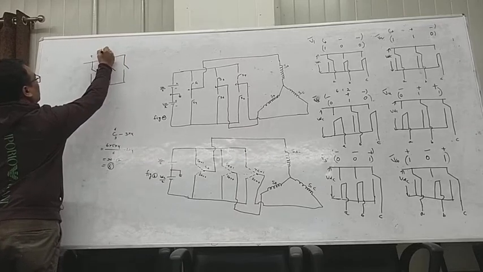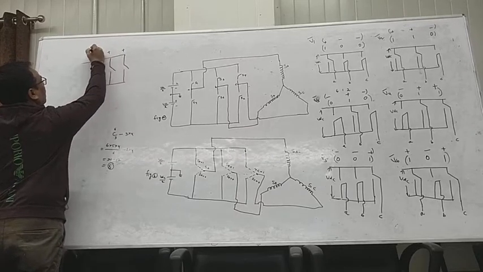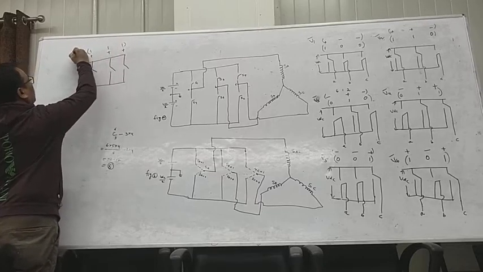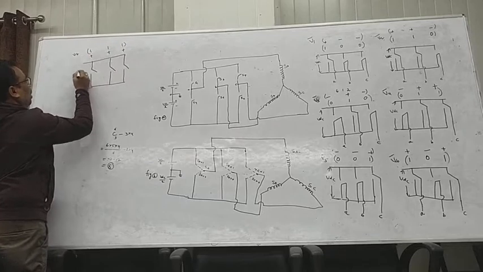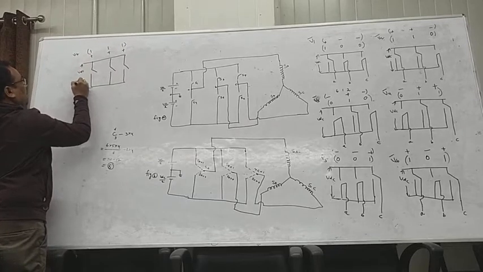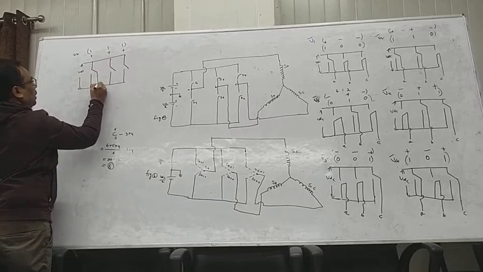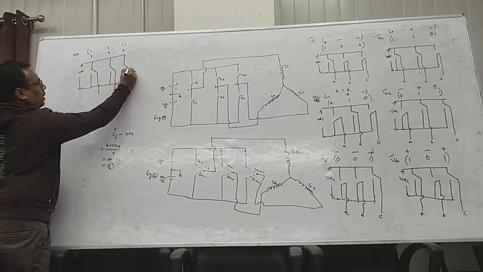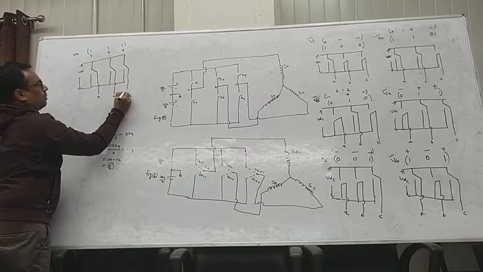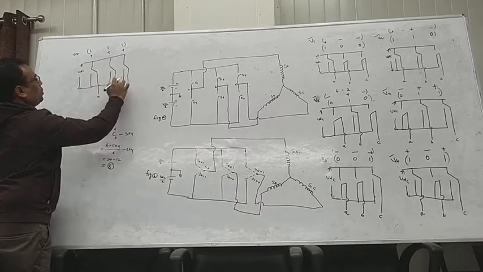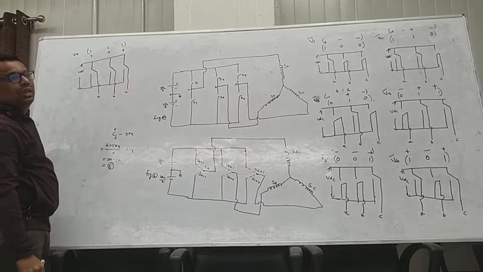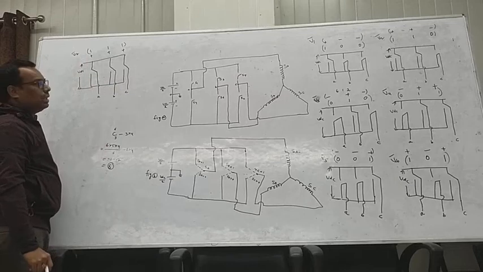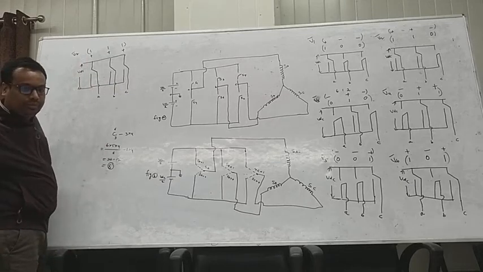Plus, plus, plus, 1, 1, 1. So this is V7. So this is VDC. This is connected to phase A, this is also connected to phase B, and this is connected to phase C. So this is the seventh possible combination, seventh switching state.